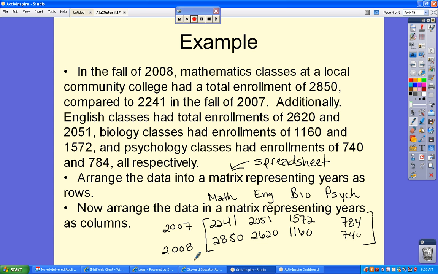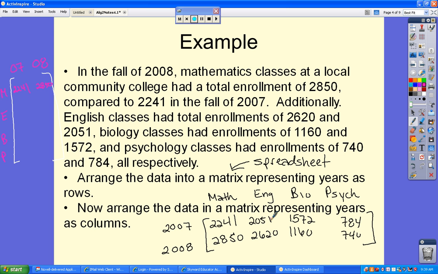What would it look like if the years were in columns? I'm going to go with white here. And it'll just kind of be flipped on its side. Oh, that white doesn't show up on the pink. 07, 08. So now the years are columns, and I'm just going to use M for math, English, biology, psychology. Math, 2007, 2241. Math, 2008, 2850. It is very easy to go back and forth here.